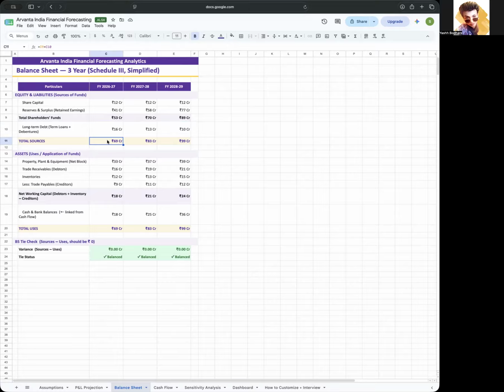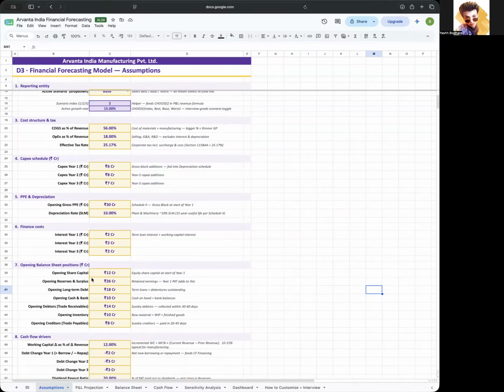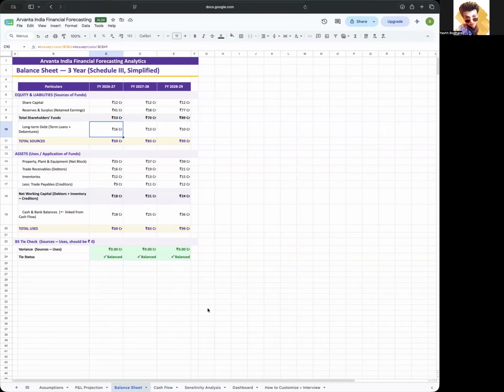Now, here we are using the formula assumptions C41 plus assumptions C49. So let's see what assumption C41 and C49 are so that you get a clear idea. C41 is opening long-term debt and C49 is debt change per year, that is the repayment per year. I hope it's clear.